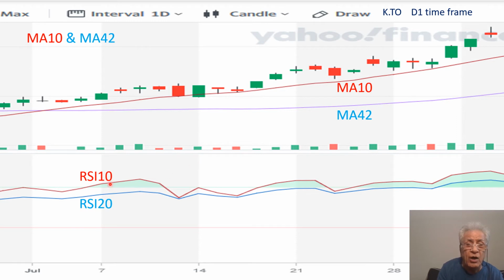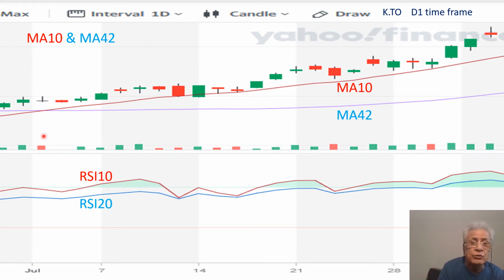And also on RSI, you see clearly that both of them are above the 50% line. This is the 30% line and this is the 70% line. So both of them are above the 50% line. That's a good indication that the trend is upward.